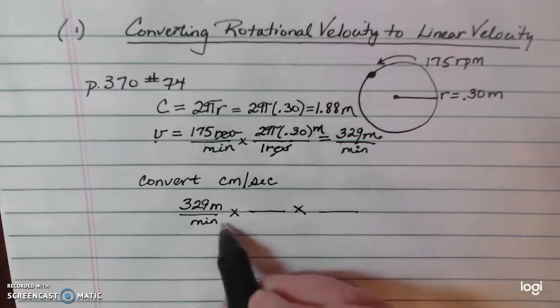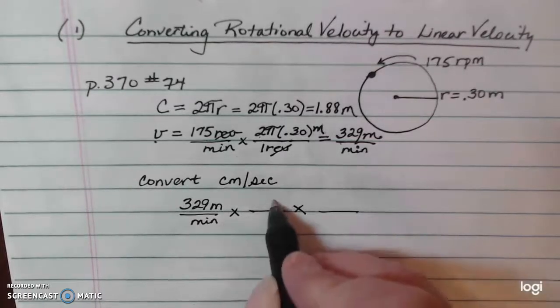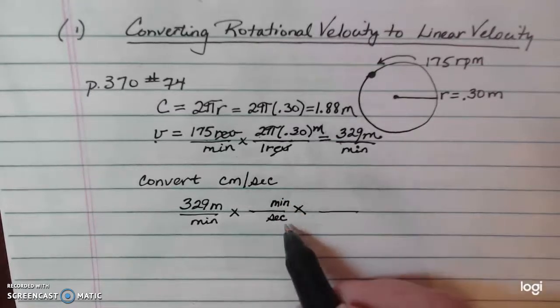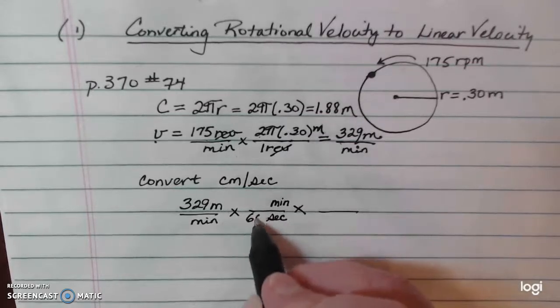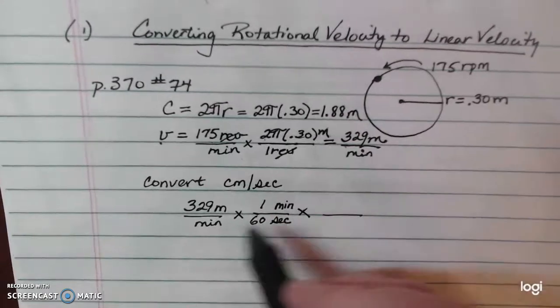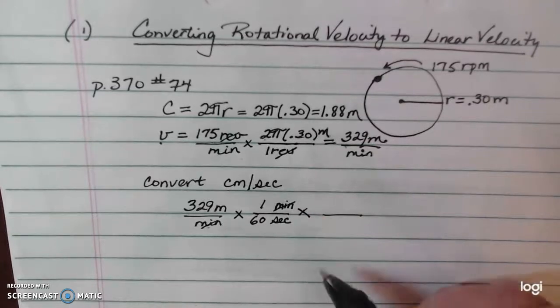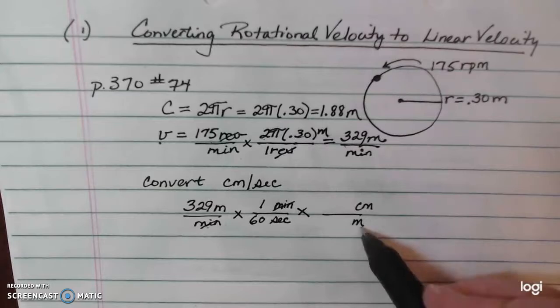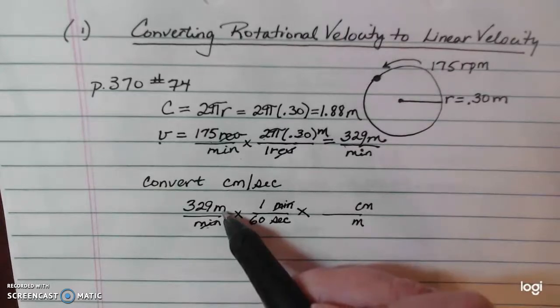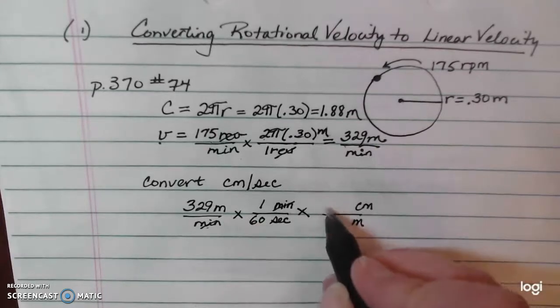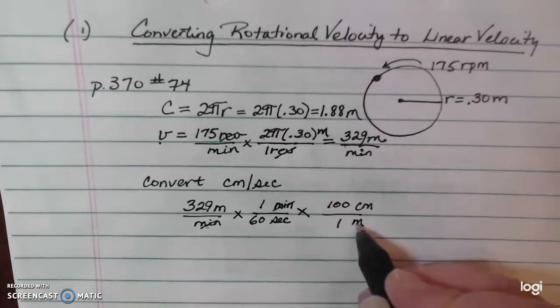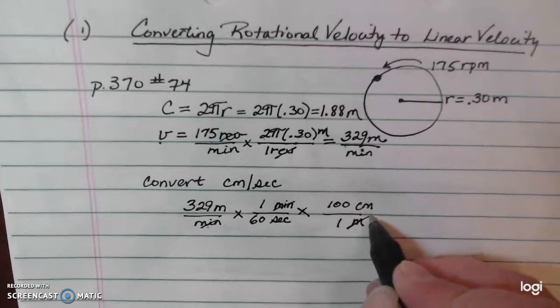Let's take care of minutes first. I want to get rid of minutes, so that's going to go upstairs. I'm going to transform it to seconds, so that goes in the denominator. And we know that there's 60 seconds in 1 minute. That will get rid of your minutes. Then to convert from meters to centimeters, meters needs to be in the downstairs because it's in the numerator over here. And we recall that there were 100 centimeters in 1 meter. Again, checking our units, meters cancel.